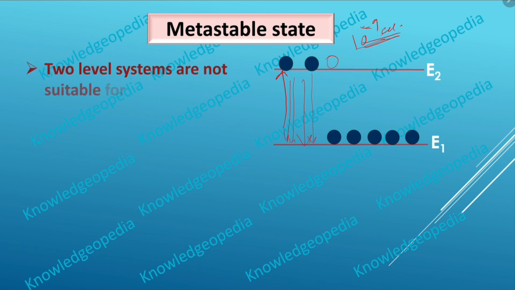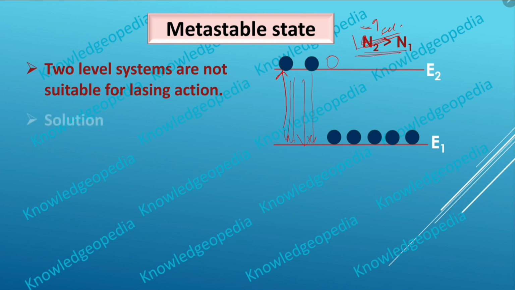So two-level systems are not suitable for lasing action, because in this case we have seen that the lifetime of atoms in the excited state is very less, and hence it is very difficult to get more than half of the atoms to be in the excited state. So here what we have seen is that for lasing action we need population inversion, that is N2 should be greater than N1. But in this two-level system, to achieve this condition it is very difficult.